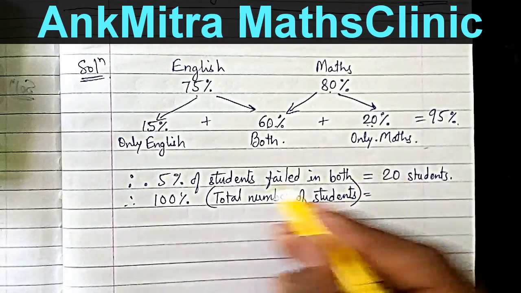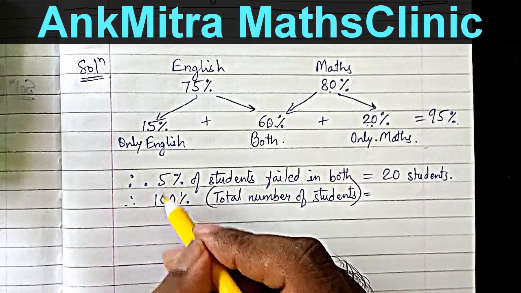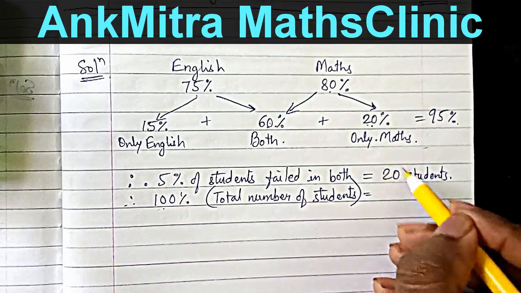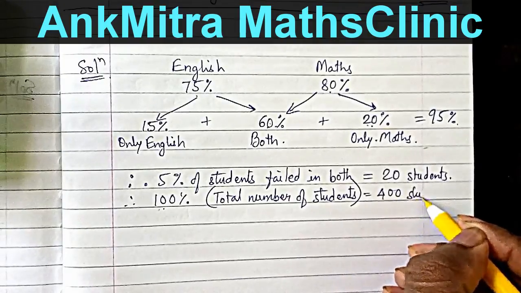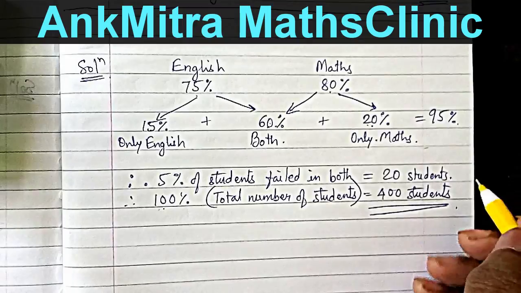is equal to 20 times this 5. To bring 5 to 100, we have to multiply this 5 by 20. So we'll multiply this 20 by 20, which comes to 400 students. This is our required answer.